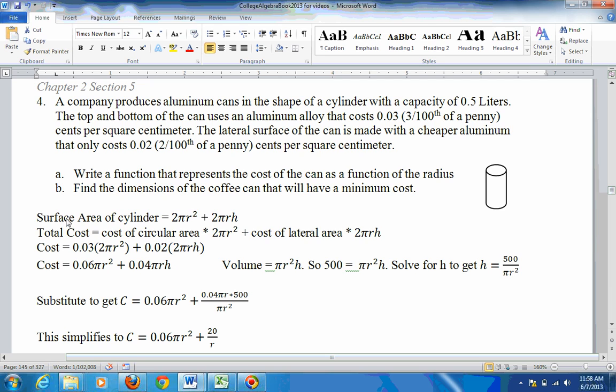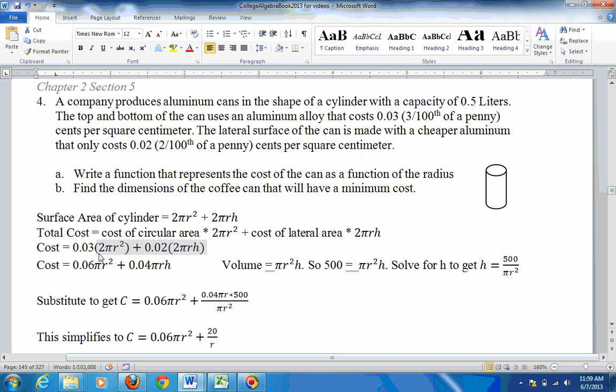So let's do this. First of all, we'll need the surface area of the can. Surface area of a cylinder is equal to 2 pi r squared plus 2 pi r h. Where did that come from? Well, the area of a circle is pi r squared, and on a can there's 2 circles, the top and the bottom. That's why there's 2 pi r squareds. And then the lateral surface area here, well, that has a certain height and a distance around. The distance around a circle is 2 pi r, and the height is h. So if you take 2 pi r times h, you get the lateral surface, and this is the area of the top and bottom. So you take this and you multiply each part of this by their cost function. So the cost of the circular bit is 0.03.